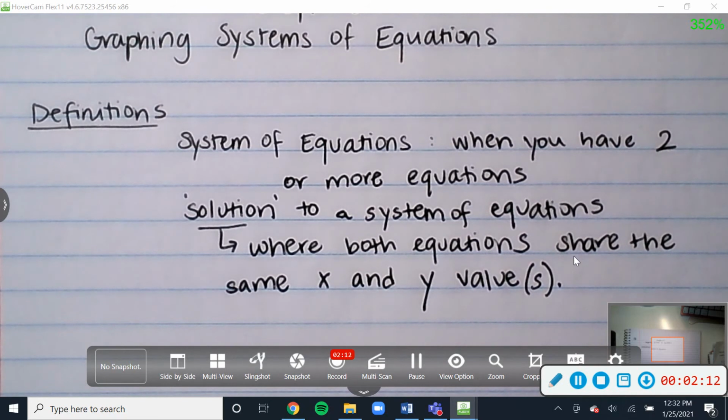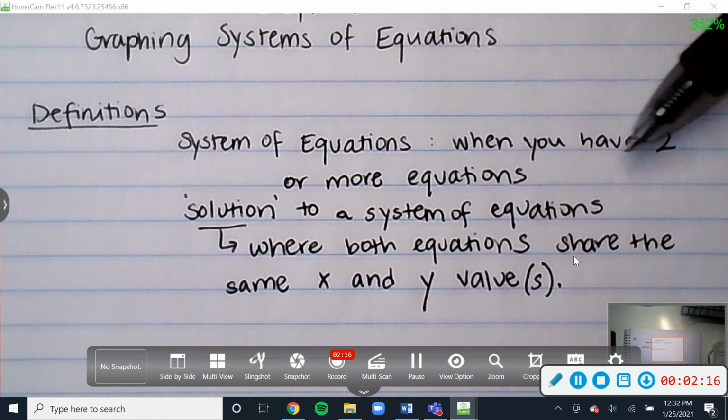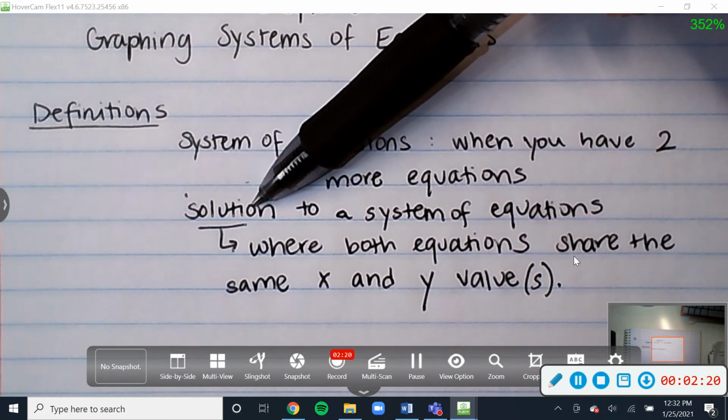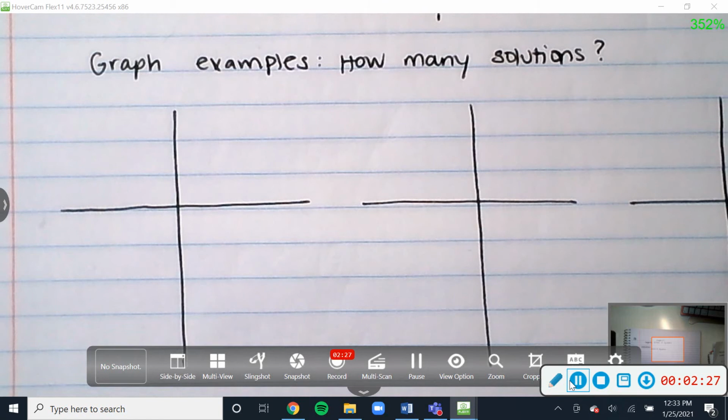So again, we want to focus specifically on the fact that we're just going to be looking at multiple equations, and we are going to be finding the solution. And the solution just means when both of our equations have the same x and y. So I said earlier that you could have one x and y value that they share in common, or you could have multiple. So I'm going to show you visually what this looks like on a graph when we are talking about how many solutions, or what are the solutions to our system of equations.